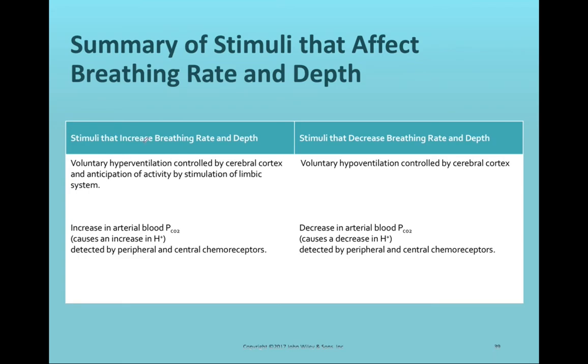So in summary, some of the stimuli that increase our breathing rate are hypercapnia, hypoxia, as well as voluntary hyperventilation. Increased carbon dioxide is treated as the same thing as decreased oxygen, so we'll naturally need to increase ventilation to pull more oxygen in and release more carbon dioxide. This will be done involuntarily by the medulla oblongata, but we can also voluntarily hyperventilate as well.